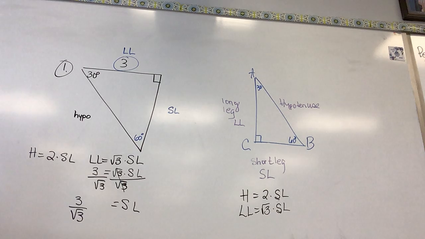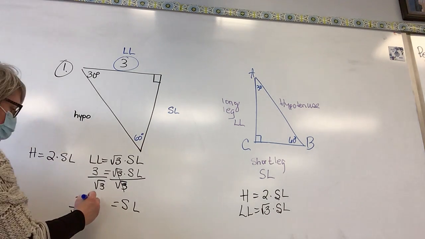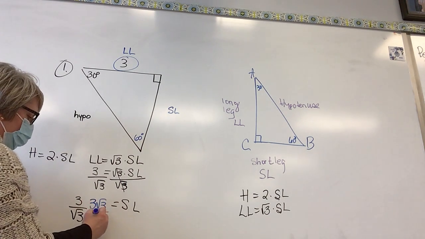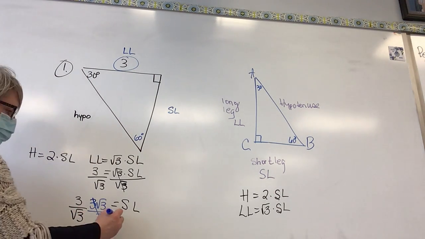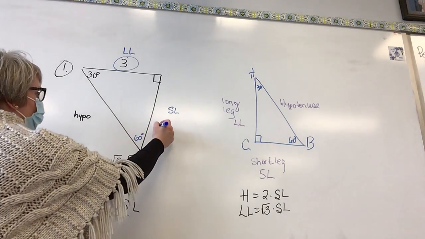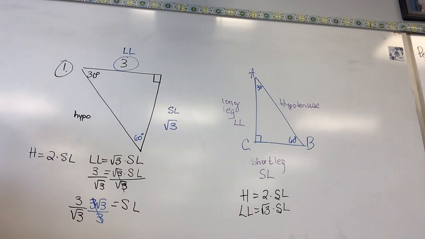3 radical 3 over radical 3. Yep, you should be able to rationalize in your head. And then what happens to the 2 3's? These 2 cancel, yep. And so my short leg ends up being radical 3.